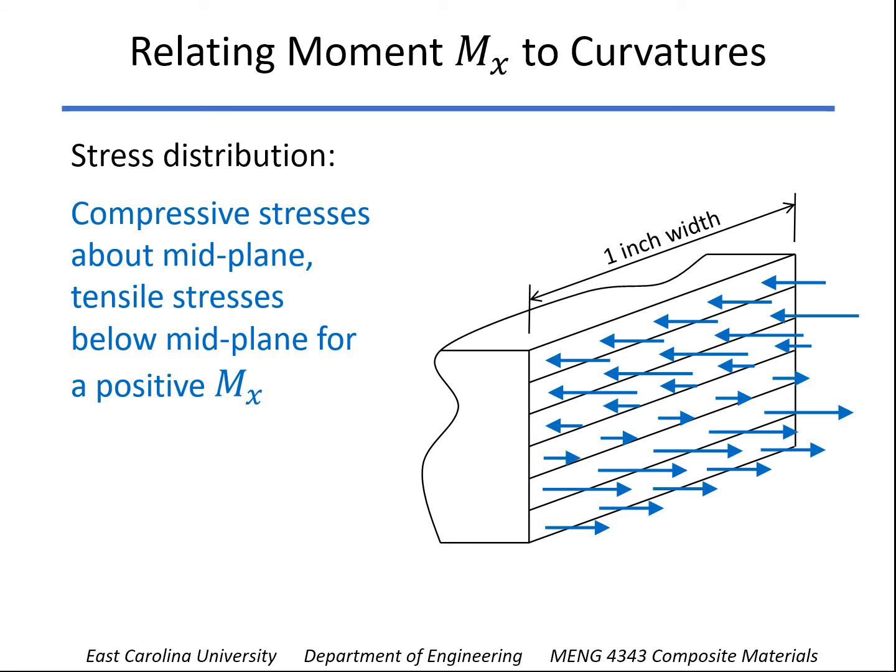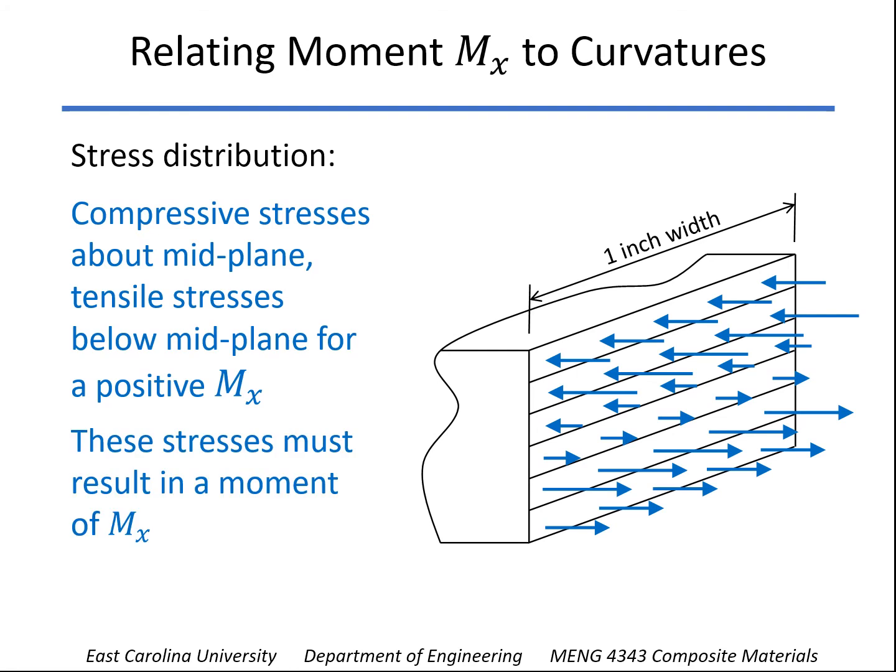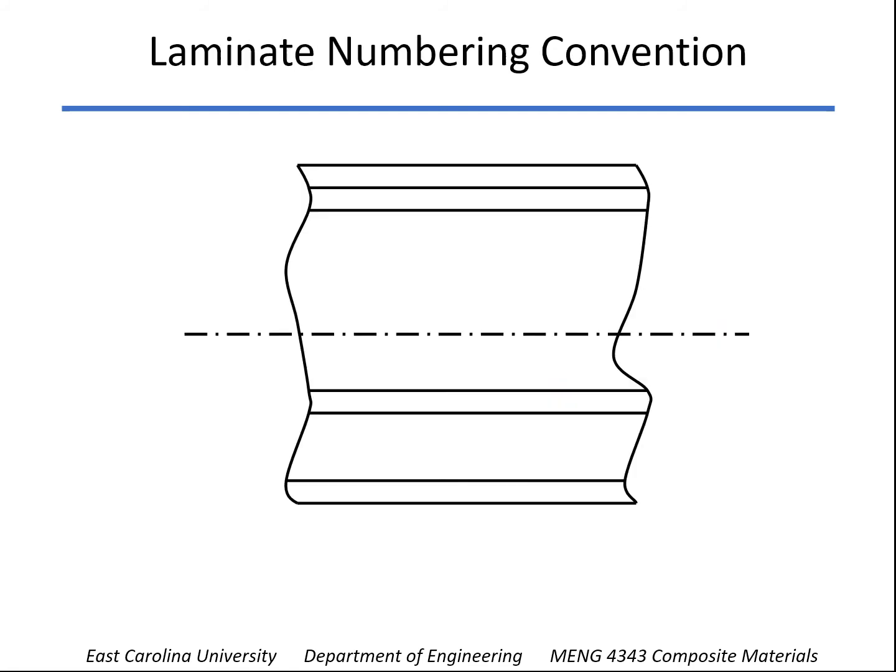Now, of course, they can vary. Well, we know that if this was an isotropic material, they would vary from top to bottom, but with the different stiffnesses of the layers, it could vary even more than that for the composite. But really the definition of the moment resultant, M sub x, is that it is the resultant of these stresses in the x direction.